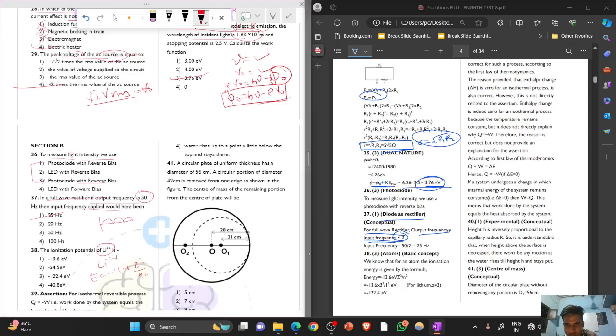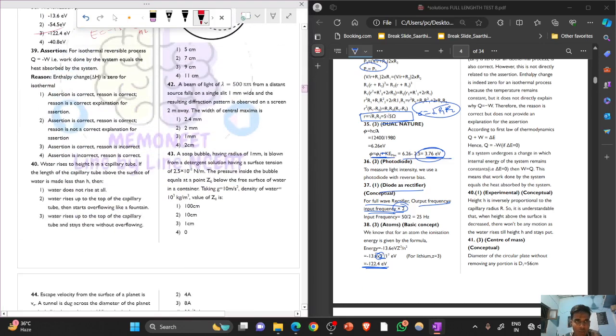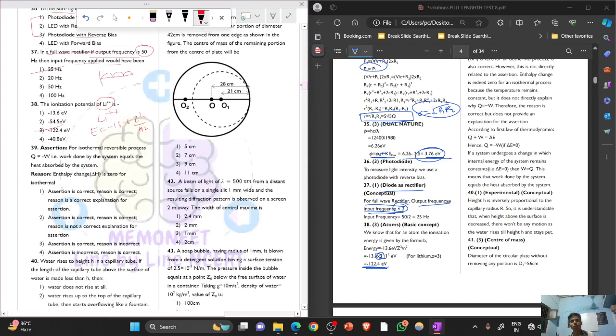Putting all the values here for lithium, Z equals 3, and putting all the values you get minus 122.4 electron volt. Option number three will be your correct answer. It's a formula based question. As you can see, most of the questions are formula based. You just need to understand how to manipulate the formula and know the application of the formula.